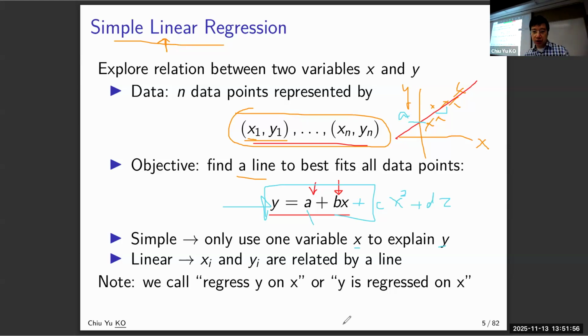Okay. So there's a terminology. Or Y is regressed on X. So that's a way that people say it.